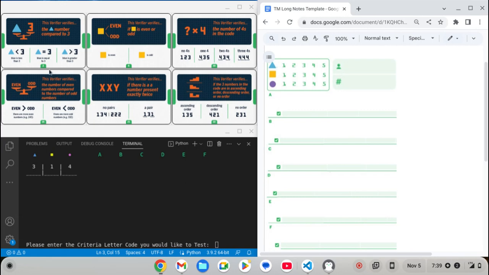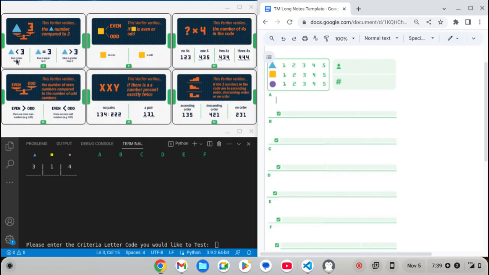So in the grid above, we've got our 6 criteria cards. On the top row, we've got criteria card A, criteria card B, and criteria card C. On the bottom row, we've got criteria card D, criteria card E, and finally, criteria card F. Criteria card A takes a look at our first digit, the triangle digit, and the Turing Machine will be comparing it to the number 3.